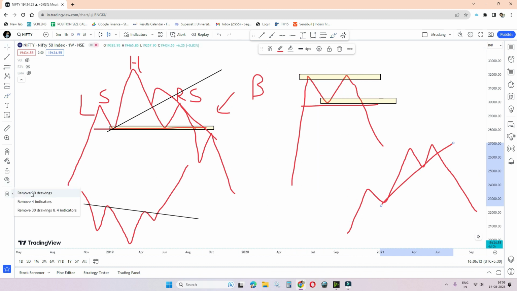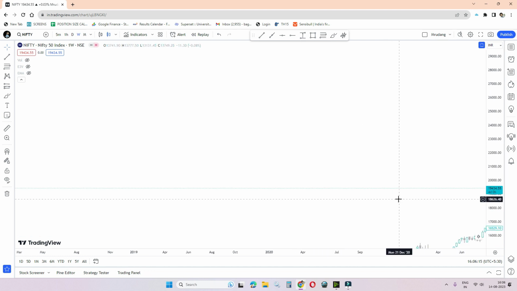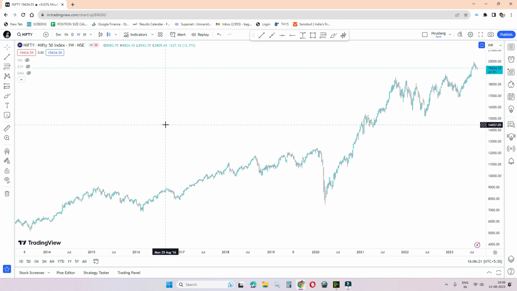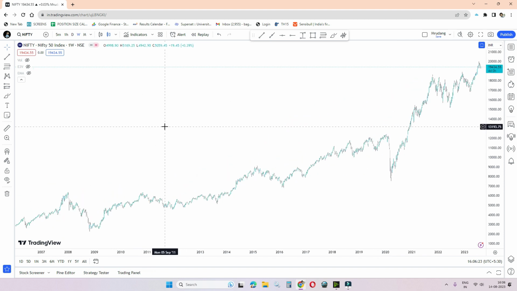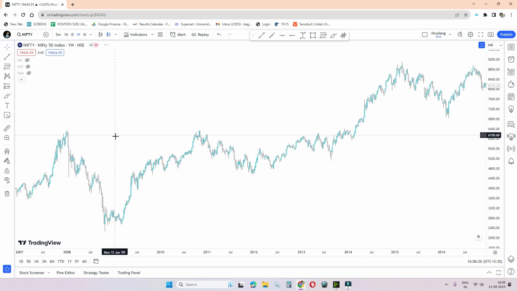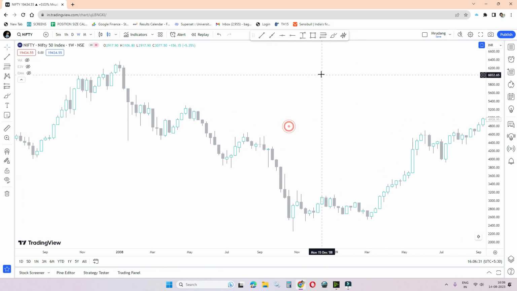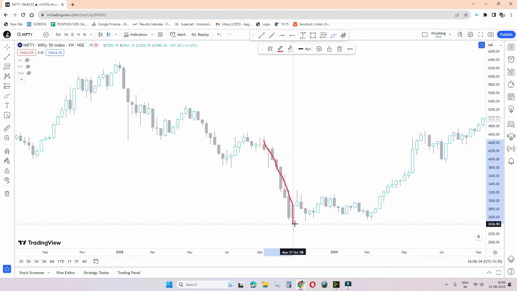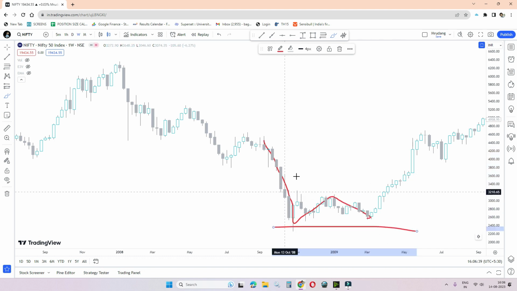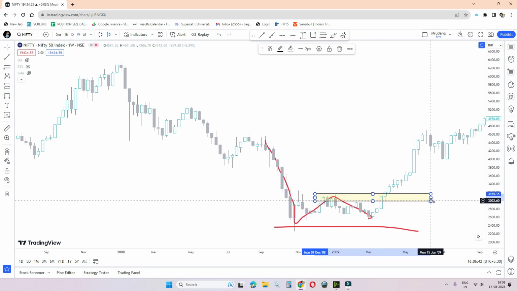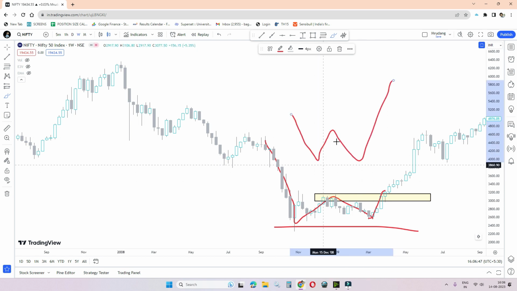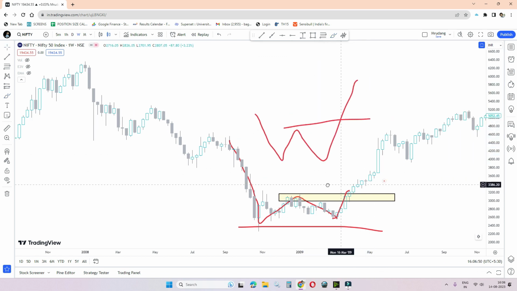Okay, let's try to identify some of these patterns in the Nifty chart. So this one is the double bottom pattern. You can see it. Big move, pullback, again it tries to break this low but fails, so this one becomes the resistance zone. When it breaks out, it forms a double bottom pattern, and where does it go? It goes up.